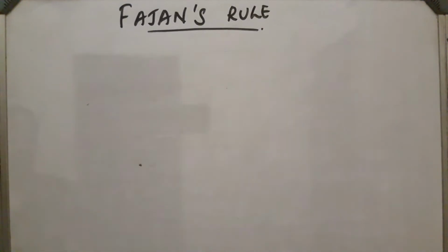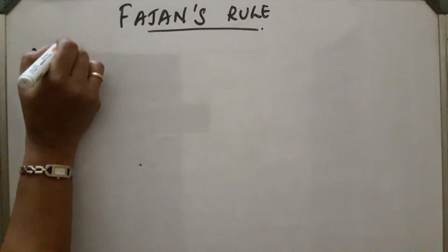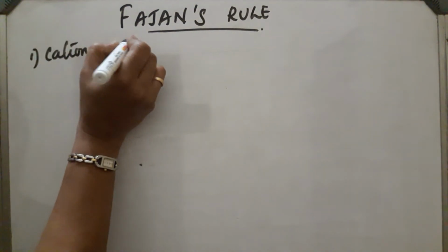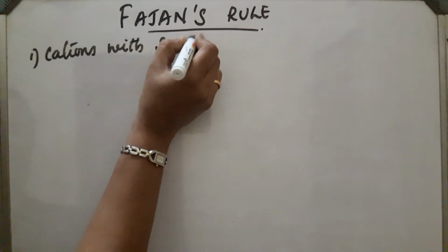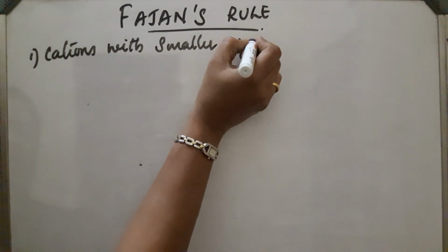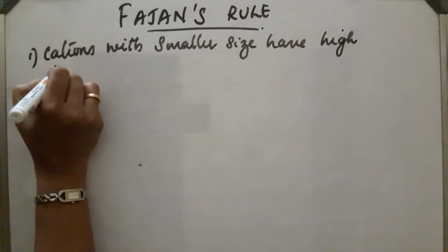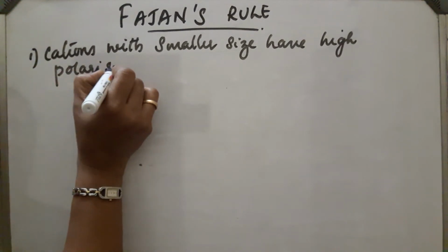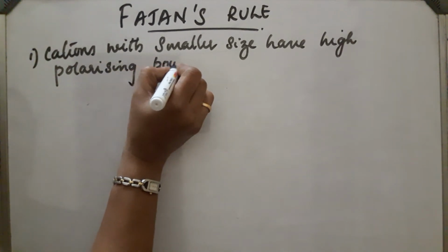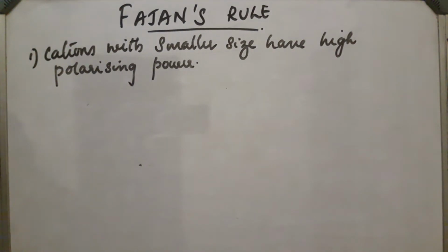First rule: cations with smaller size have higher polarizing power, which means they cause the polarization of the electron charge cloud of an anion to a greater extent.